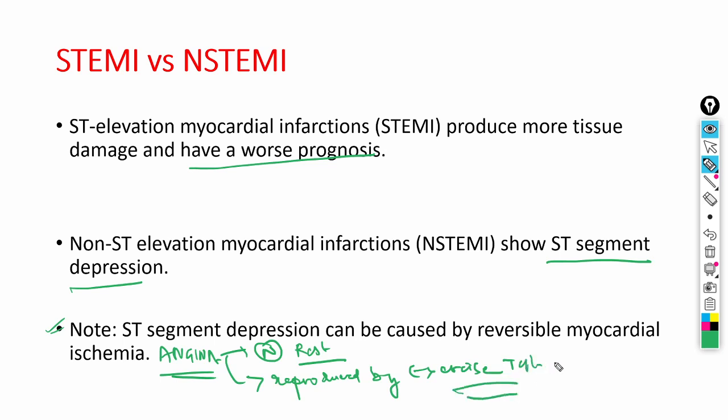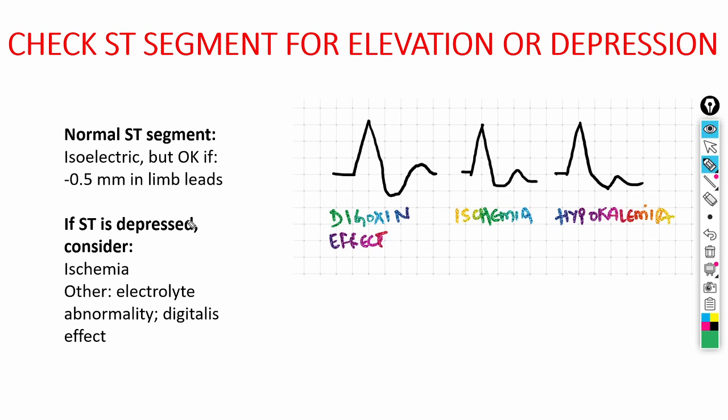So this is the principle of the exercise test or stress test, that we reproduce the ST segment depression by increasing exercise and can demonstrate the future risk for CAD. The normal ST segment should be flat. It should be isoelectric, but it is normal if it is up to 0.5 mm or less than half a small box in limb leads.